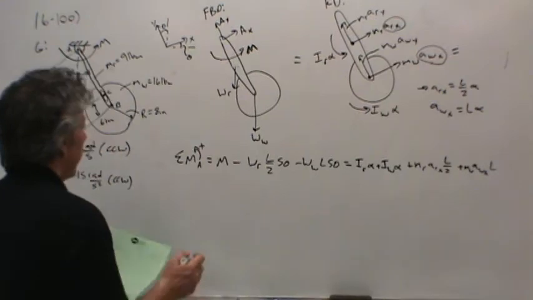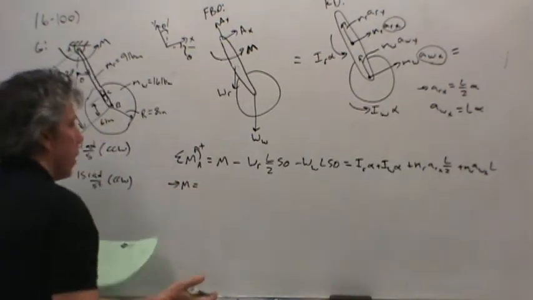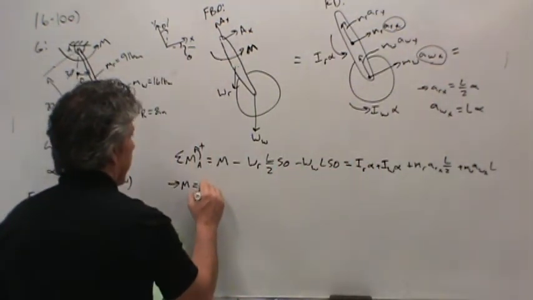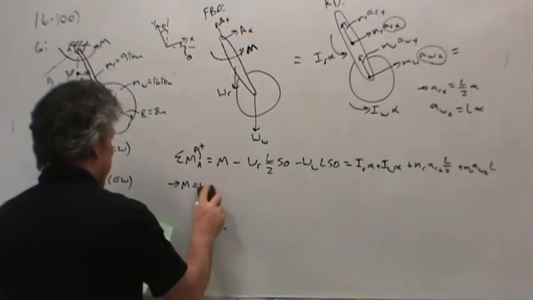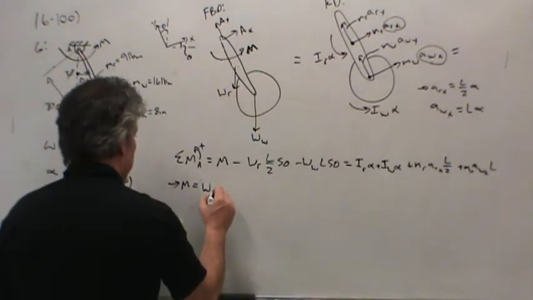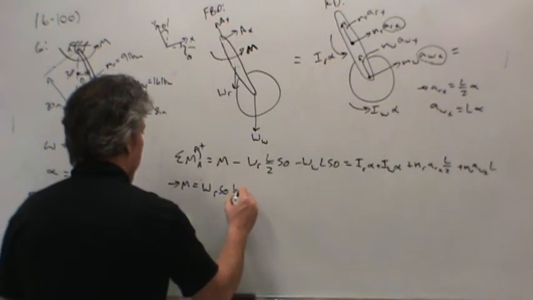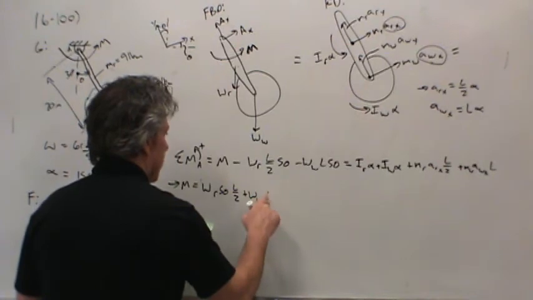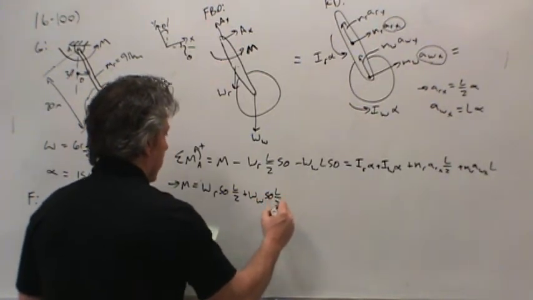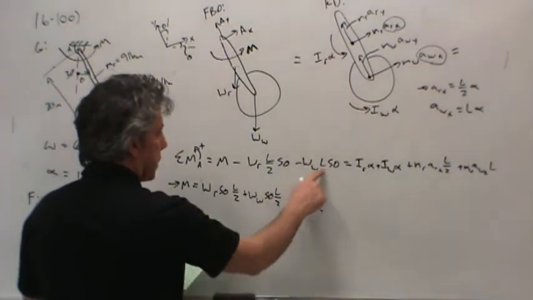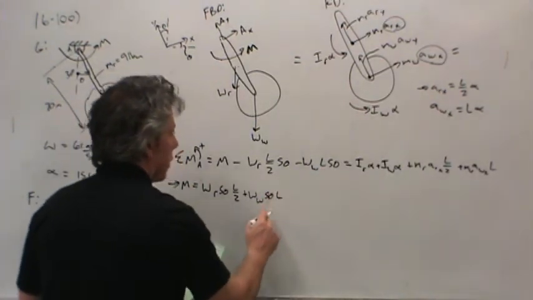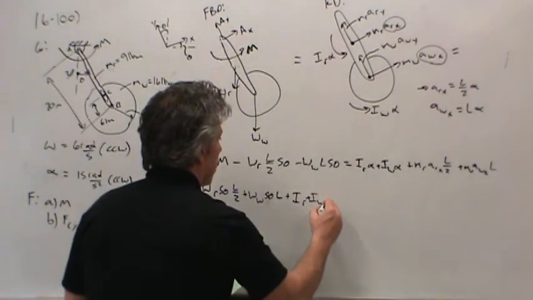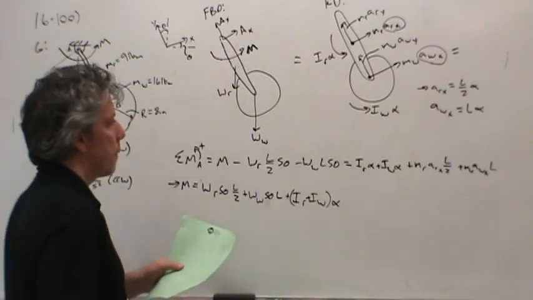Okay. Now, we were asked to solve for the moment itself, M. What moment is required to make this action? So let's solve for it. We just move these terms to the other side. We have W sub R sine theta L over 2 plus W sub W sine theta L, sorry, that's just got an L. Plus IR plus IW times alpha.